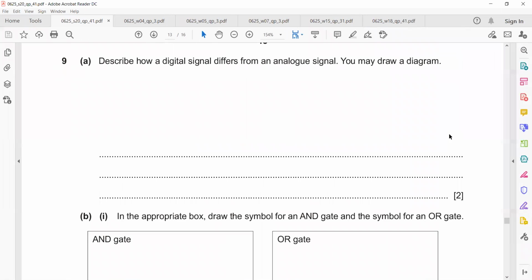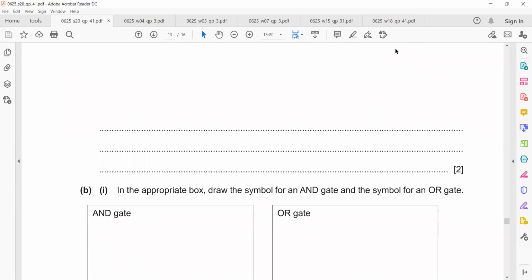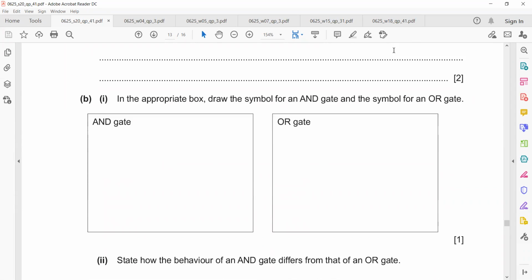Describe how a digital signal differs from an analog signal. In the beginning, we just discussed this. You may draw a diagram. So you can draw analog and digital meters. The quantity, the meters, the sensors, which show a continuous variation are known as analog, and which show a discrete variation or discontinuous variation are known as digital.